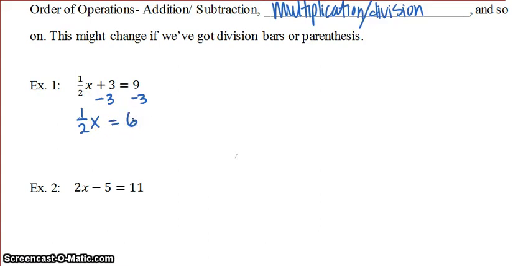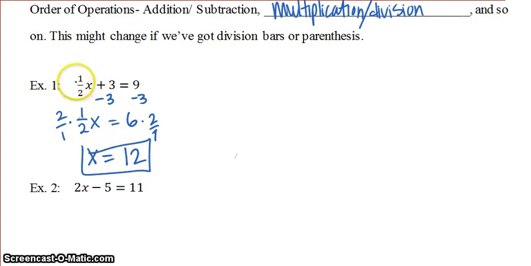Now this looks like one of our equations where we need to get x by itself by multiplying by the reciprocal, 2/1. Okay, so those cancel out, and we're left with x equals, and then 6 times 2, which is 12. So x equals 12. Now, you can always plug it back in to double check that it worked, right? 1/2 of 12 is 6, and 6 plus 3 is 9, so we did get that right.